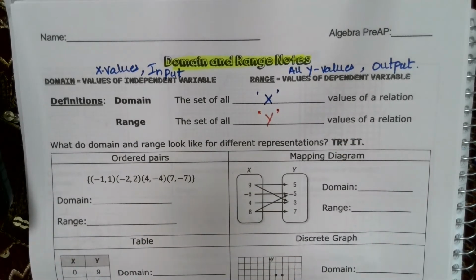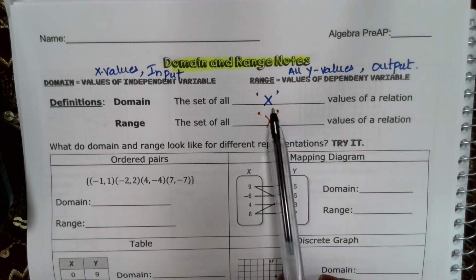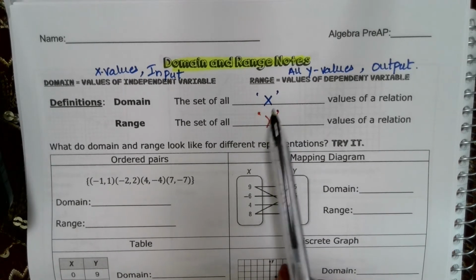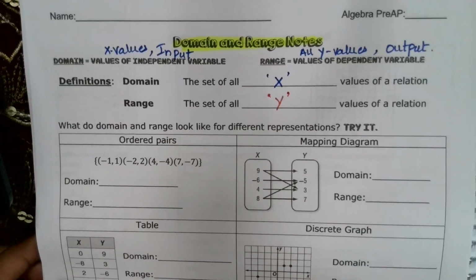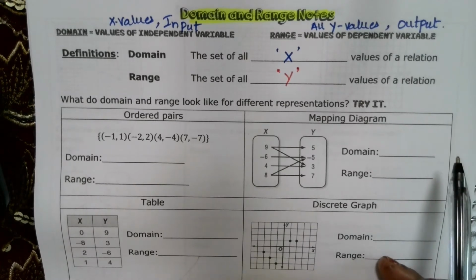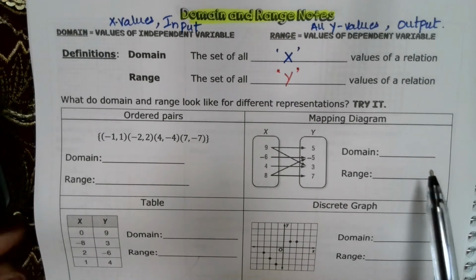Whenever we talk about domain, as we go further into this lesson, make sure that you have x value in it. We are talking about x value, so we need to have x in it. And range are all y values, so we need to have y in it. So let's go ahead and talk about finding domain and range from different representations.